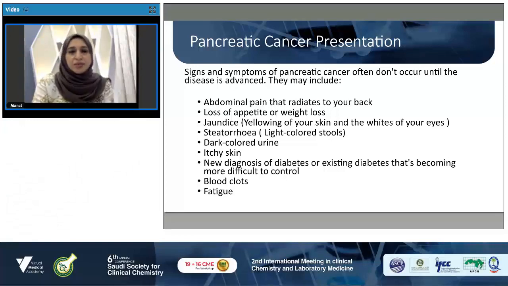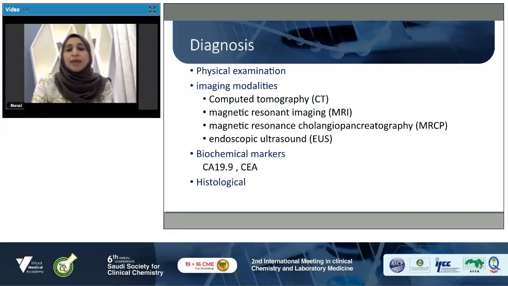So it's non-specific. How can we diagnose? There's not much we can gain from physical examination. However, imaging modalities such as CT, MRI, MRCP, and endoscopic ultrasound can help. Some biochemical markers like CA19.9 also help, and of course, the gold standard for the diagnosis remains histological examination.